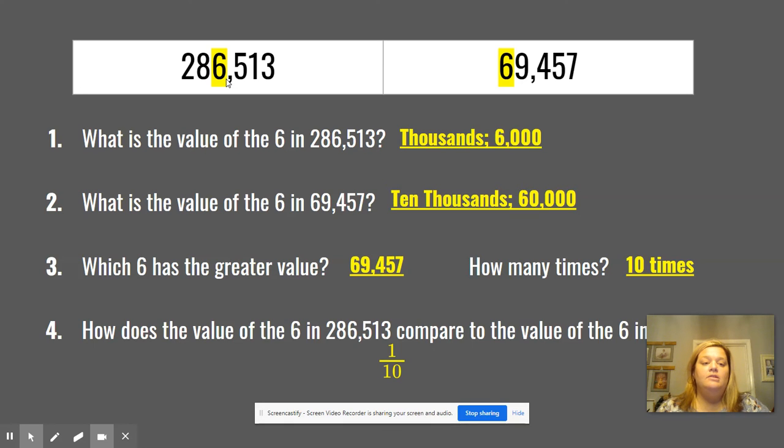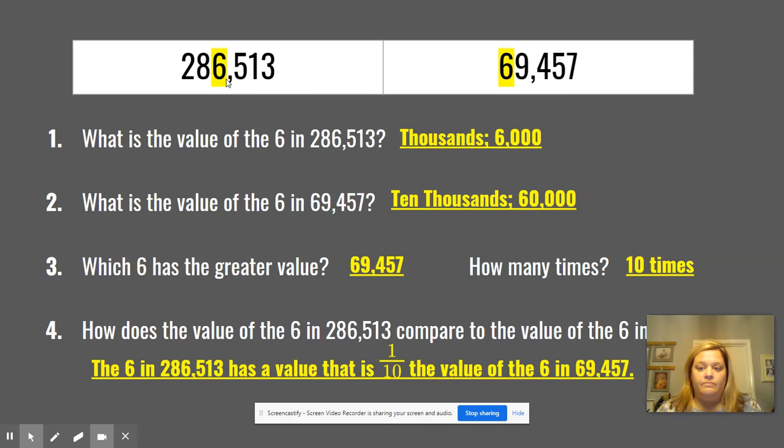Okay? So how does the 6 in the 286,513 compare to the 6 in the 69,457? Well, it means that the 6 in 286,513 is 1/10. That means 10 times less than the 6 in 69,457. Just think about it. If you had 60,000 and you wanted to compare it to 6,000, if you take off one of those zeros, you've got the same number. Okay? So that means it's 10 times as much. Okay? So now let's move on to the next part.